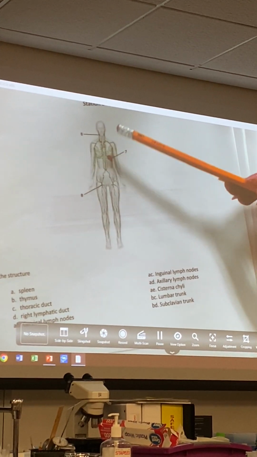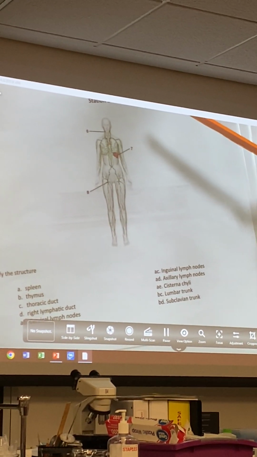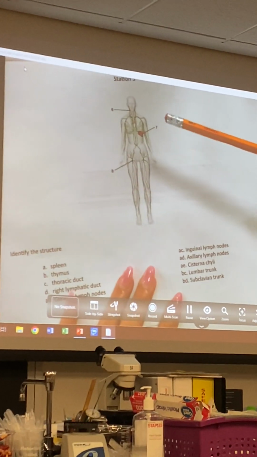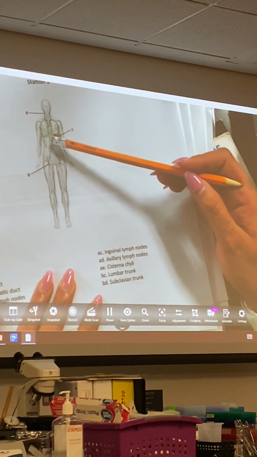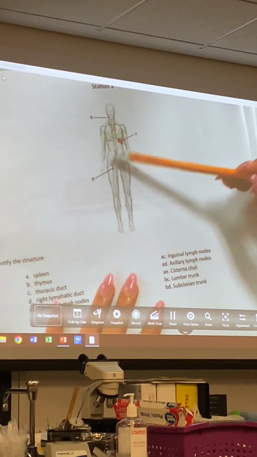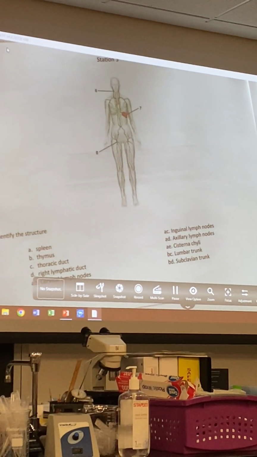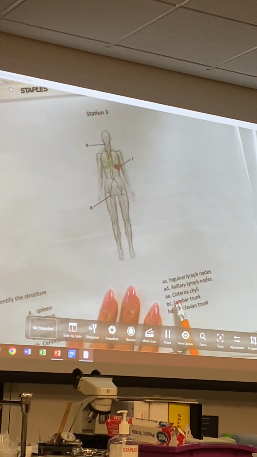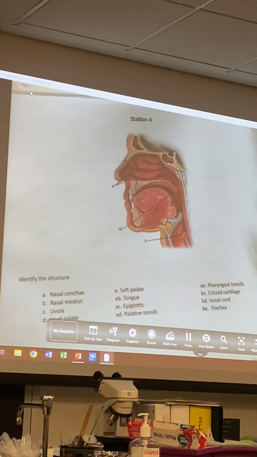What is that organ that's right here? Spleen. And what is the beginning of the thoracic trunk? That's going to be this big sac. You can't really see it too well in this picture, but that big sac. Yeah, there we go, exactly. So this word, I can never pronounce it right.